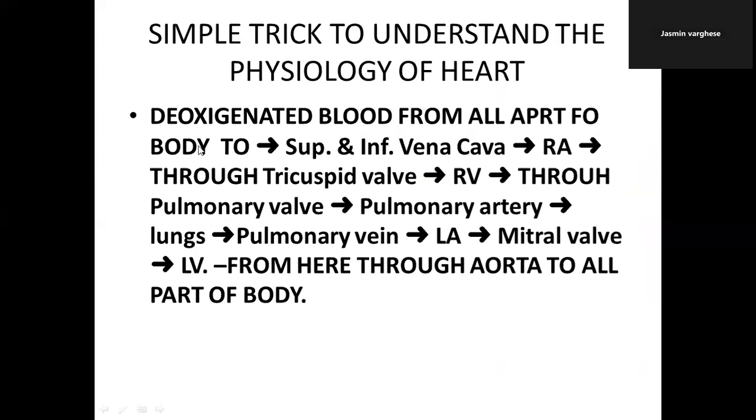Deoxygenated blood goes from all parts of the body to the superior vena cava and inferior vena cava, to the right atrium, through the tricuspid valve to the right ventricle, through the pulmonary valve to the pulmonary artery and to the lungs. From there, after purification, it goes through the pulmonary vein to the left atrium, through the mitral valve to the left ventricle, and from there through the aorta to all parts of the body. So this is the physiology of the heart.